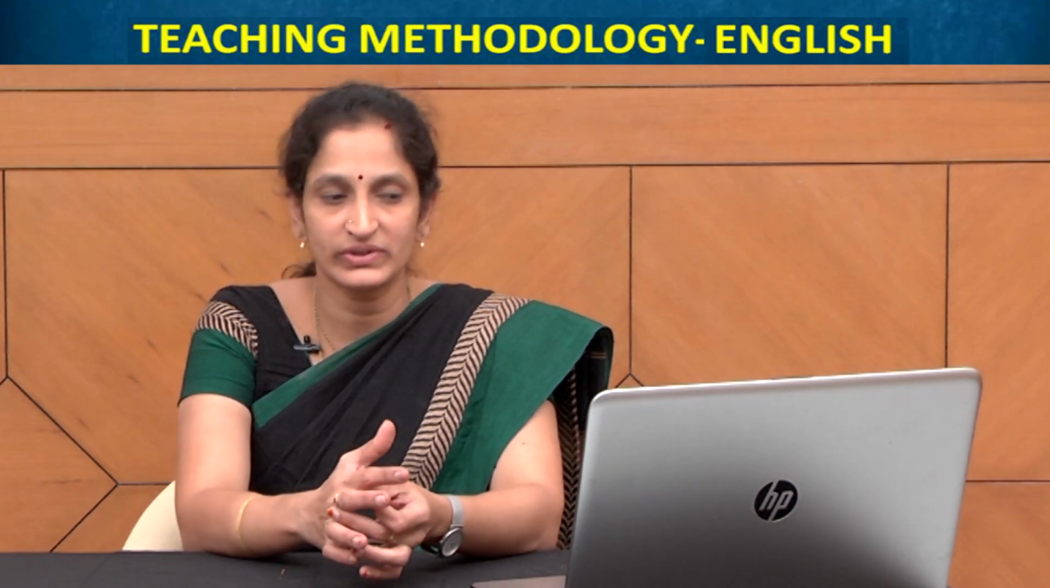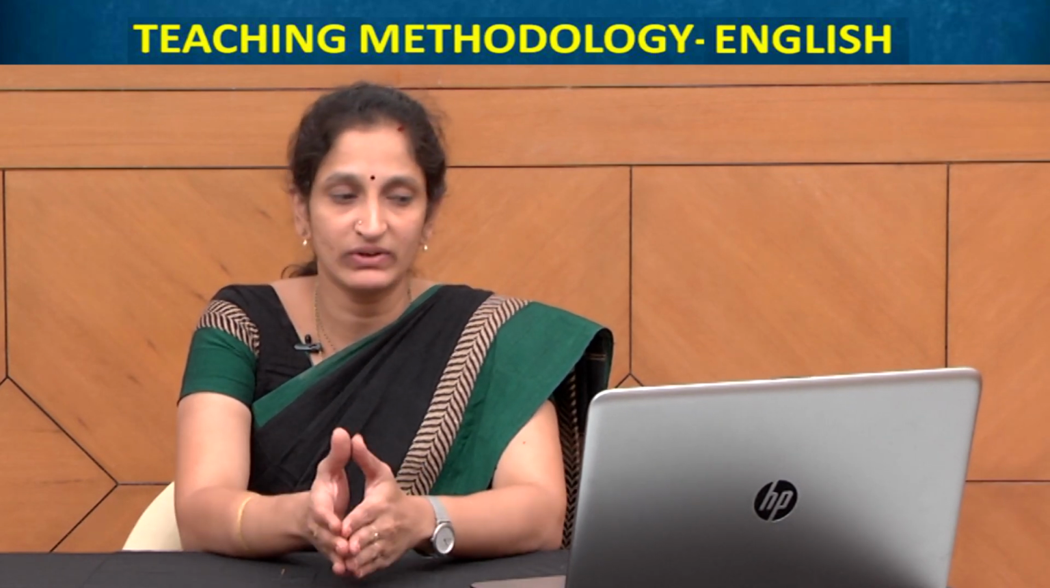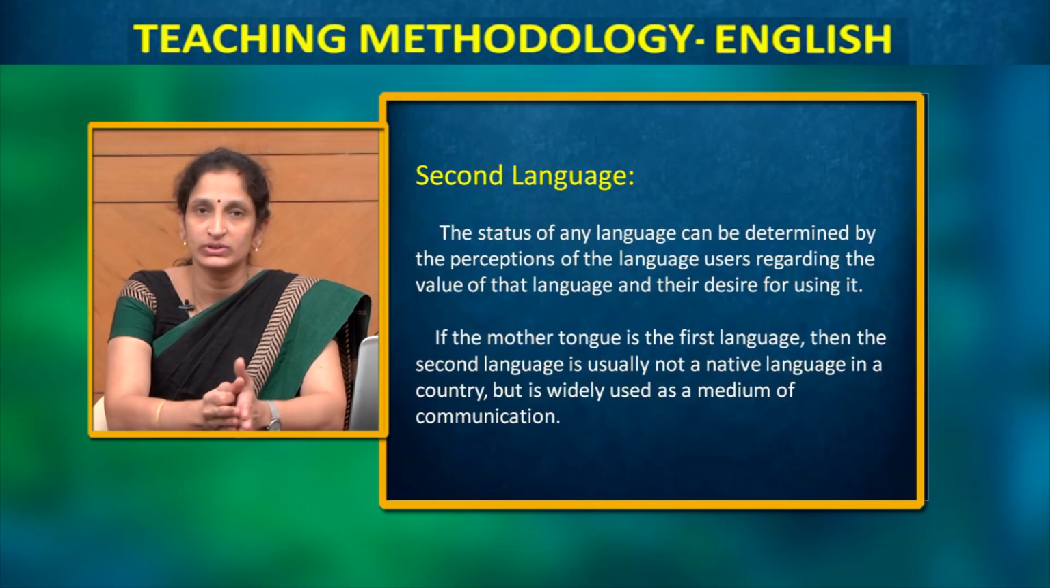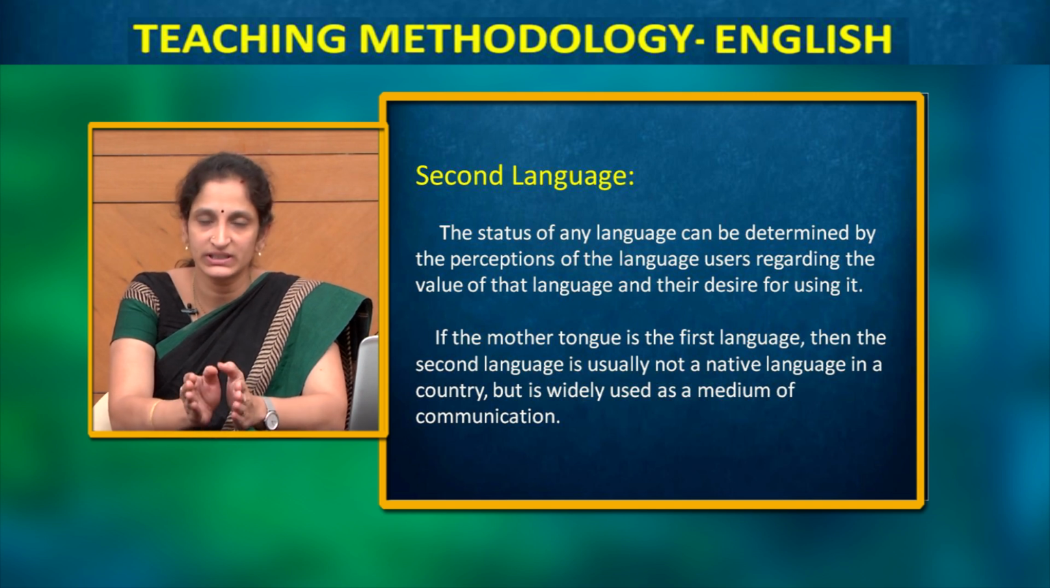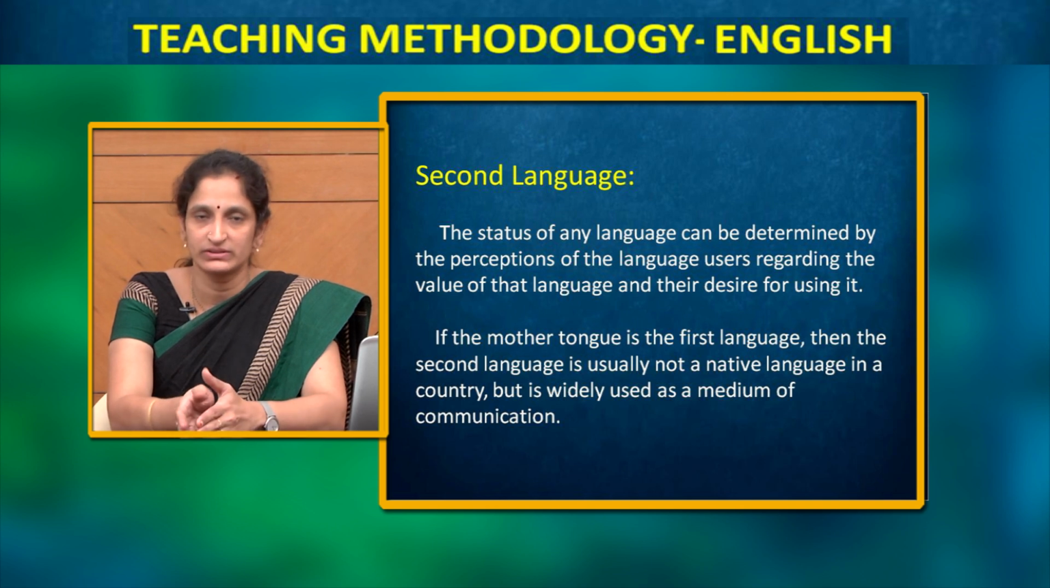If the mother tongue is the first language, then the second language is usually not a native language in a country, but is widely used as a medium of communication. Even though it is widely used, it may not be the native language. Now we are looking into the factors responsible for making English a second language. Why? Actually, we thought of the mother tongue or the regional language as the first language, Hindi as the official or national language, the second language, and the third as the foreign language. But English has taken the second place.